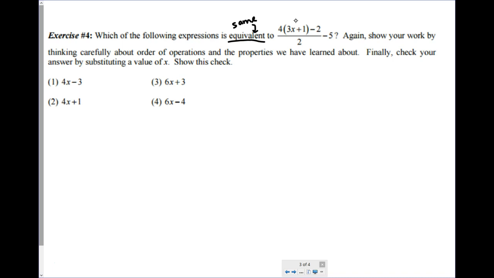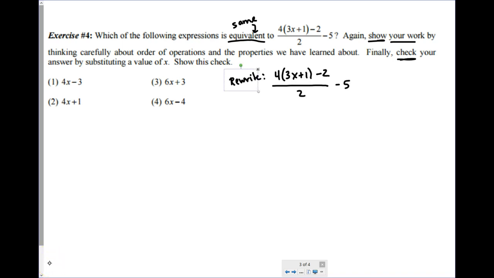Again, looks scary, but we're gonna work through it. Again, show your work by thinking carefully about order of operations and the properties you've learned about. And finally, check your answer. So it's the same as the last problem. So if you want to try this on your own, I highly recommend you pause the video, try this problem on your own, and see if you can simplify and check your work. So go ahead and pause now, try it on your own.